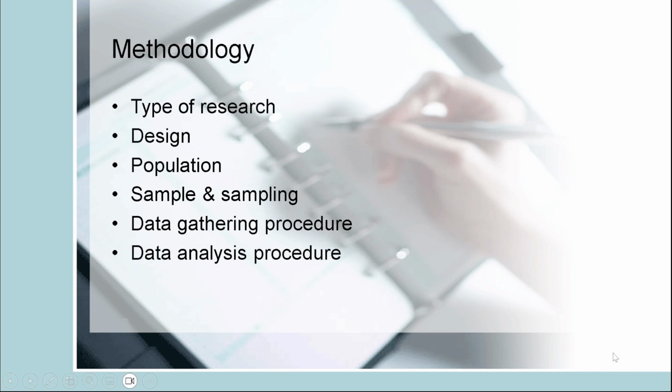So methodology, this is now the content of your chapter 3. When you say chapter 3, that explains the methodology. When you say methodology, that refers to the steps or the process of how you are going to complete your research. The specifics of methodology would include the type of research, the design, the population that the software will be using, the one that benefits from the software, the sampling and the sample size, the data gathering procedure, and the data analysis procedure.